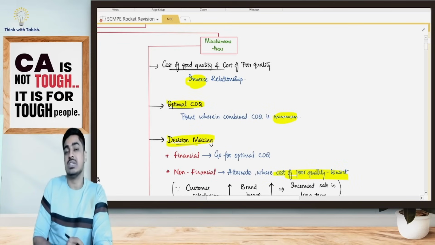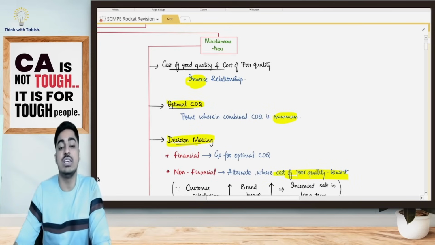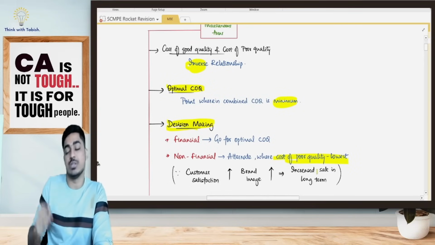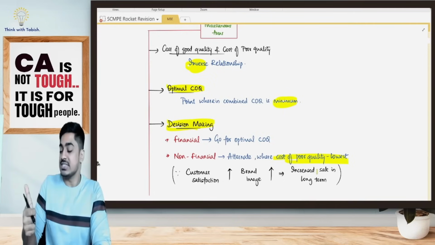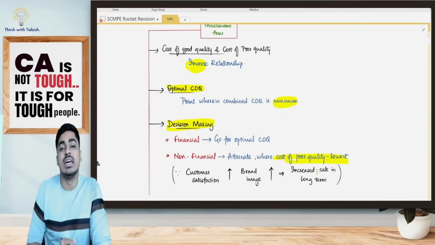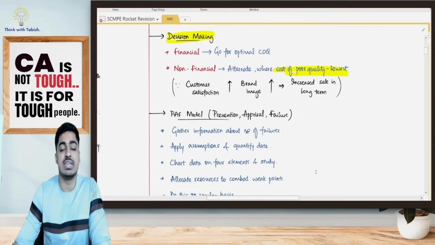Why, my dear students? Because if my cost of poor quality is lowest, what happens? My customer will be happy. Yes or no? No defects are going to customer. So customer is happy. Customer satisfaction has increased. That means my brand image will increase. That means in the long term, my sale will also increase. Is it clear, everyone?